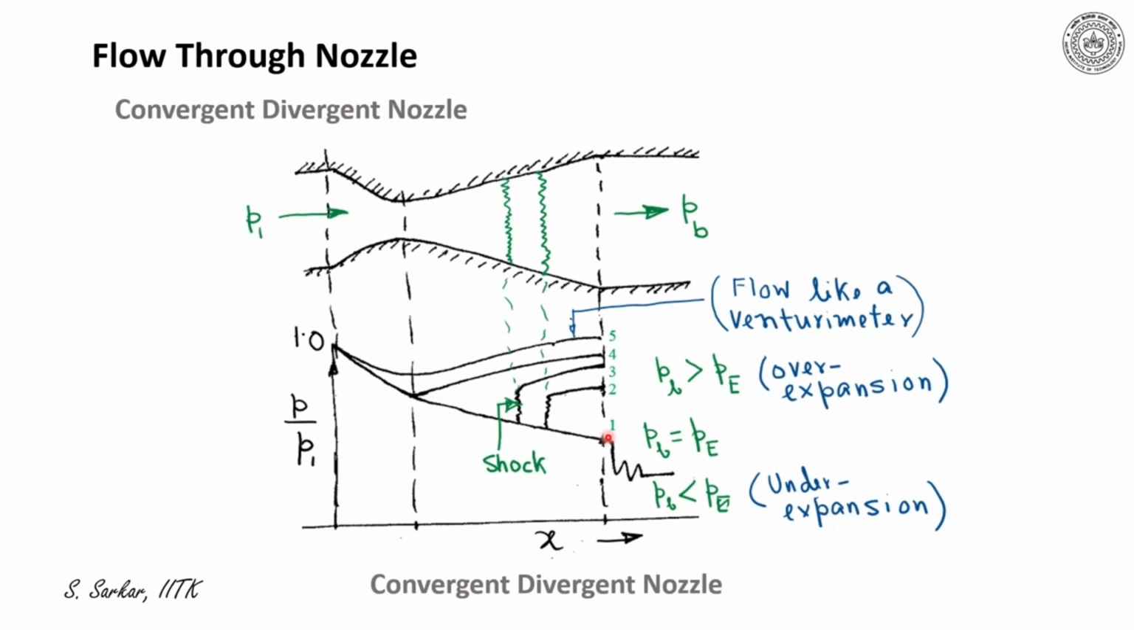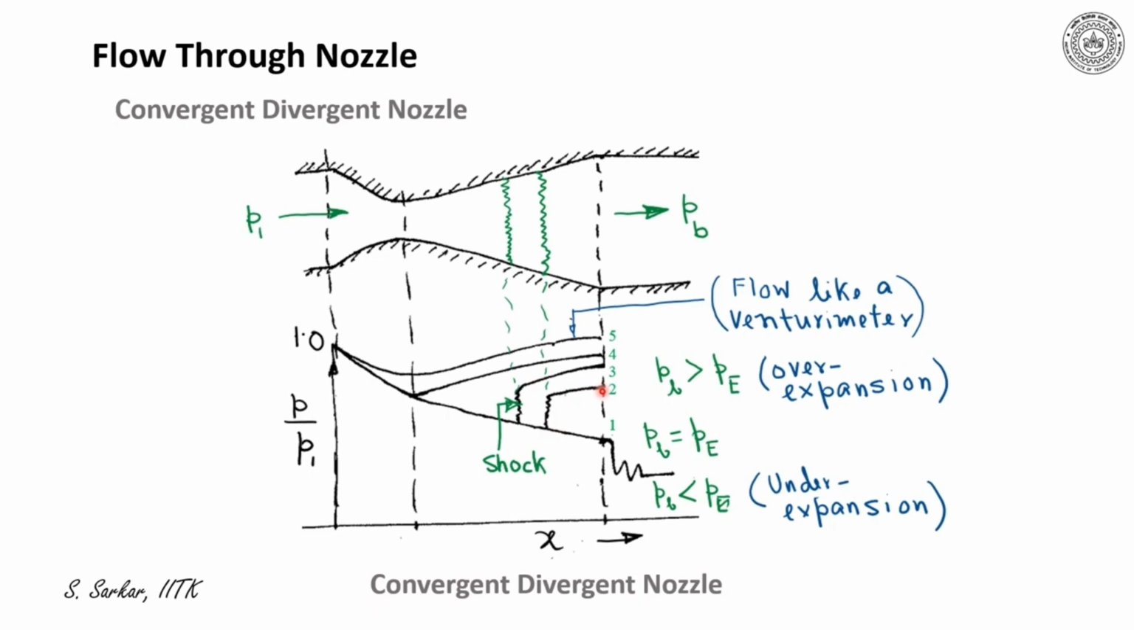Now, if the back pressure is increased above the design pressure PE, that means, let us consider the situation when PB is greater than PE, represented by state points 2 and 3, then the shock will form within the nozzle, and after the shock, the flow would be subsonic.